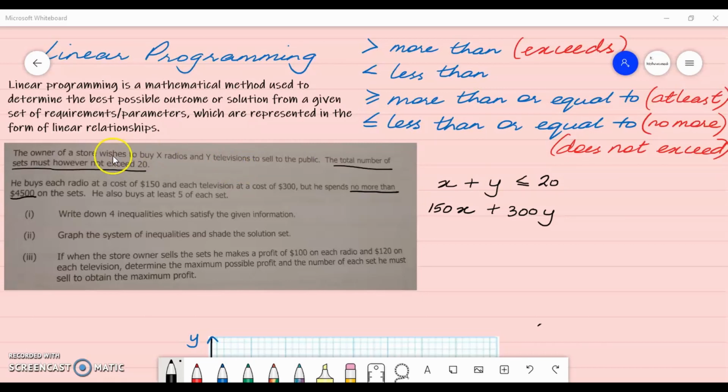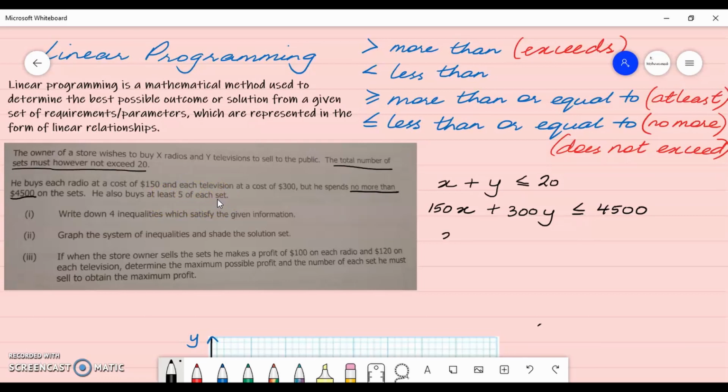So they are saying that it must not exceed, or be no more than, $4,500. So this has to be less than or equal to 4,500. The total cost of the radios and the televisions is no more than 4,500, and that is our second inequality there. Next, he also buys at least 5 of each set.